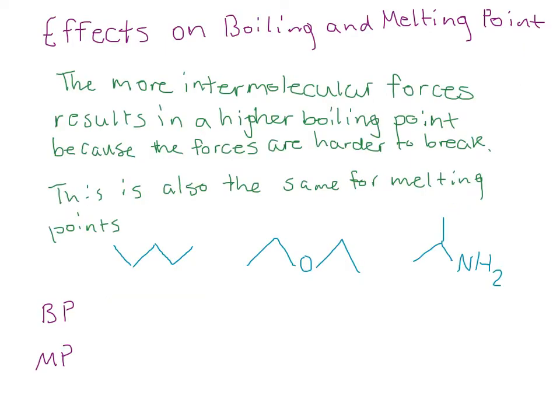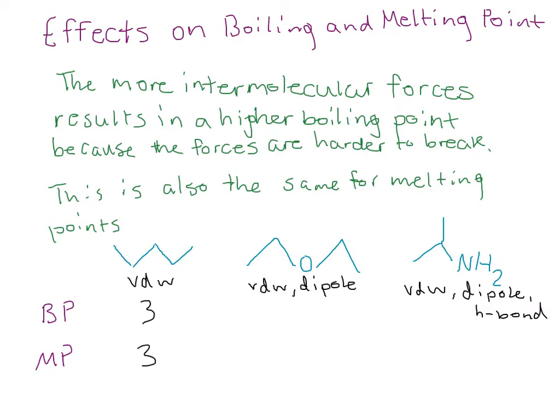Effects on boiling and melting point. The more intermolecular forces result in a higher boiling point because the forces are harder to break. This is also the same for melting points. The first molecule only has one intermolecular force, which causes it to have the lowest boiling point and melting point. The middle molecule has two intermolecular forces, which is why it has the second lowest, or second highest, boiling point and melting point. The last one has 3 intermolecular forces, which causes it to have the highest boiling point and melting point.